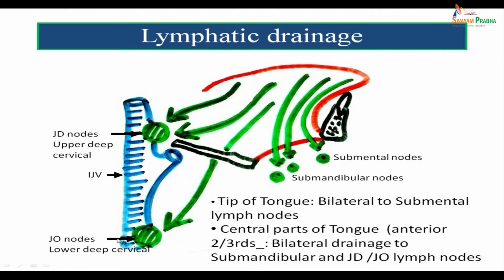Now look lower down in the picture, there are a set of lymph nodes here. These are called the jugulo-omohyoid group of lymph nodes. These are also called the lower deep cervical group of lymph nodes.